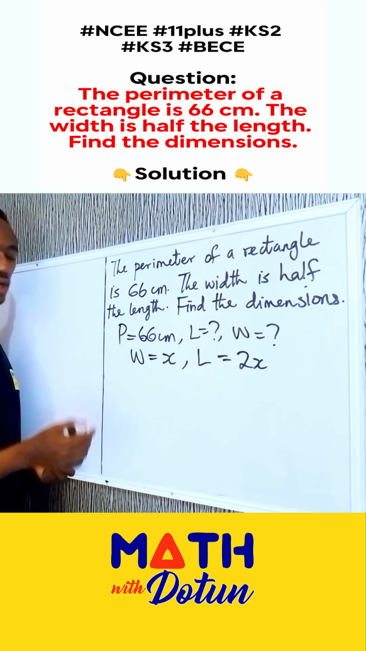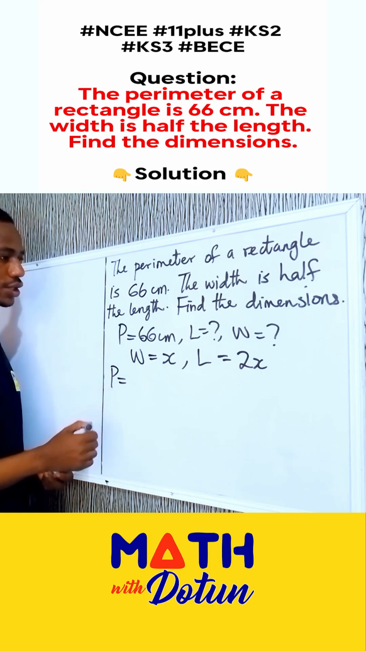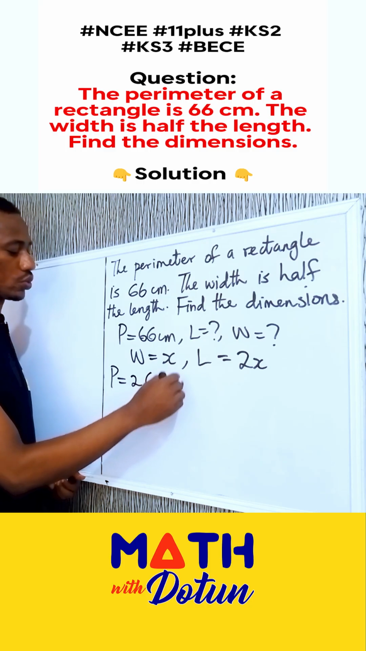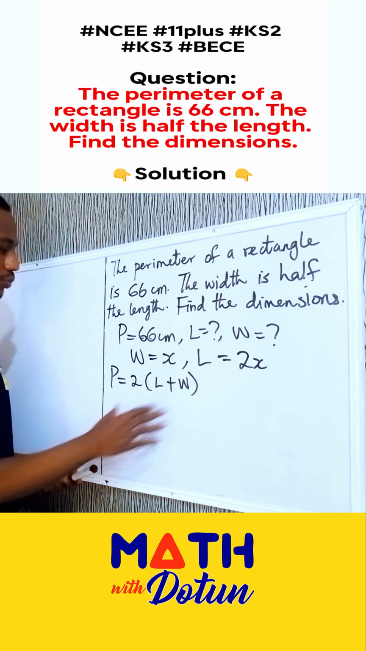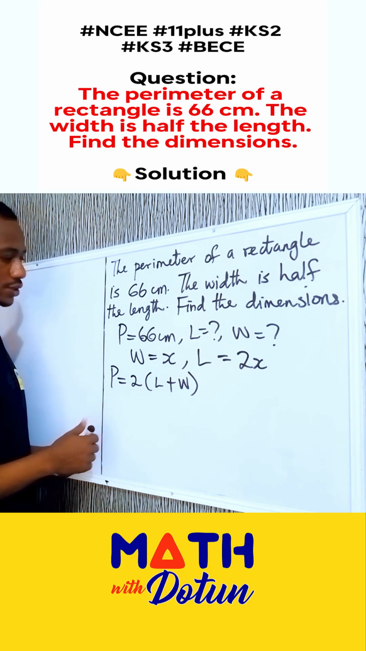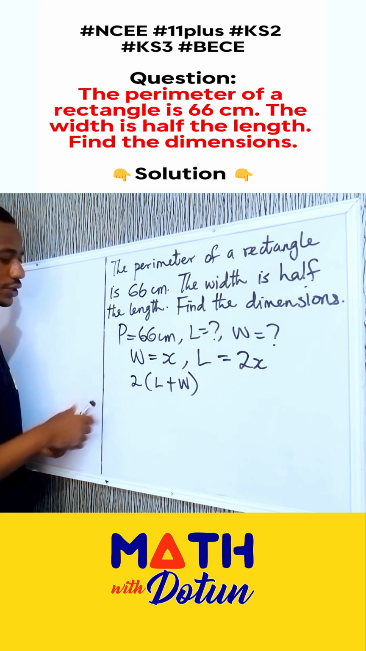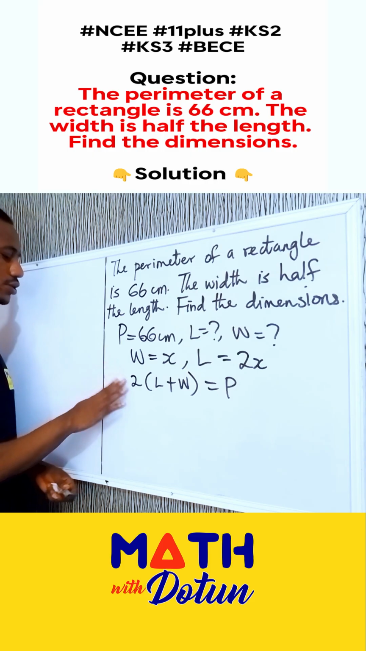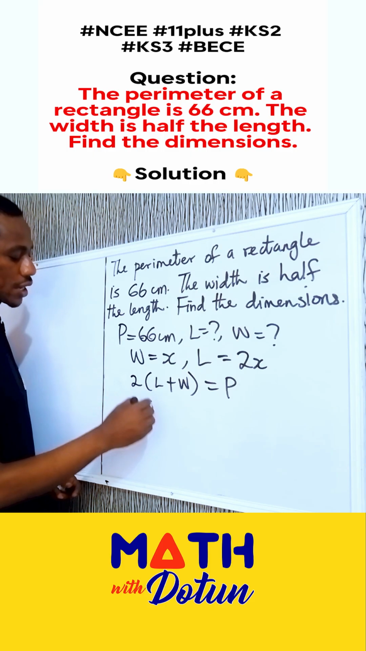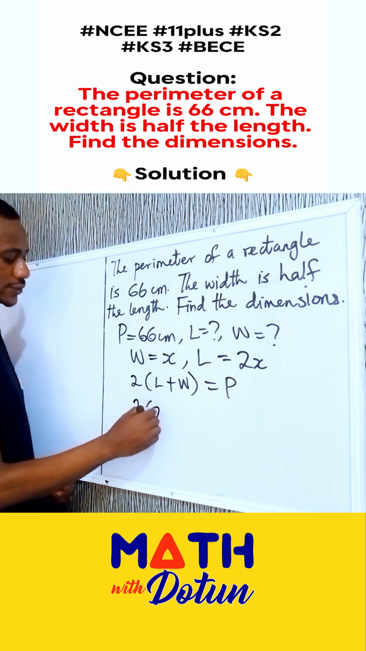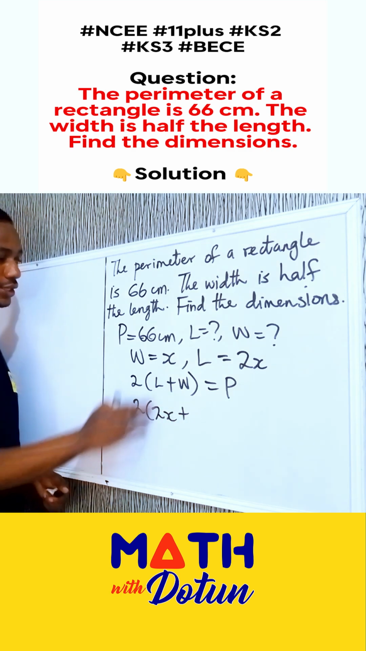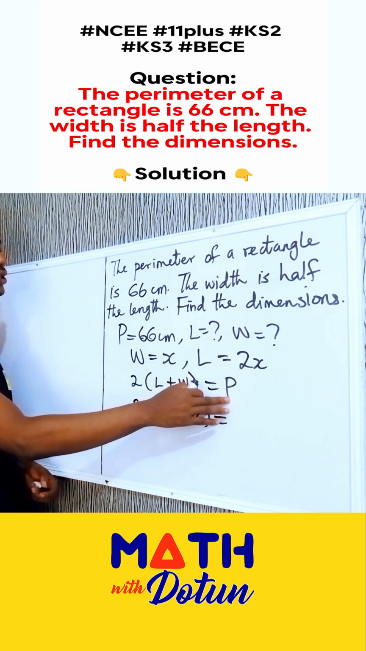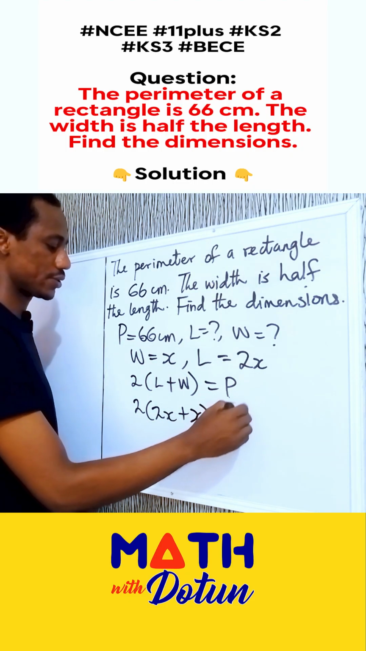All right. So now we recall the formula for calculating perimeter. We know that perimeter is equal to 2 times (length plus width). So I'll just rearrange this, bring this to the left hand side. Okay, so I could just take this off and say it is equal to perimeter, so that we can substitute easily and solve. Okay, so I have 2 times length, which is 2x, plus width, which is x, right? And then we know the perimeter to be 66 centimeters.